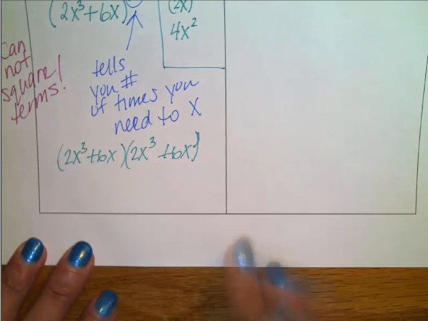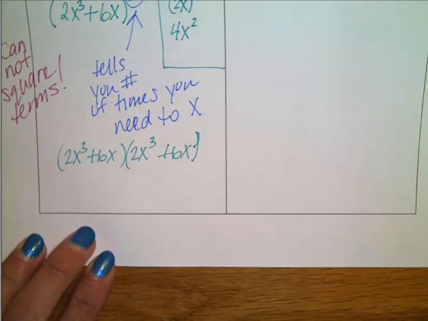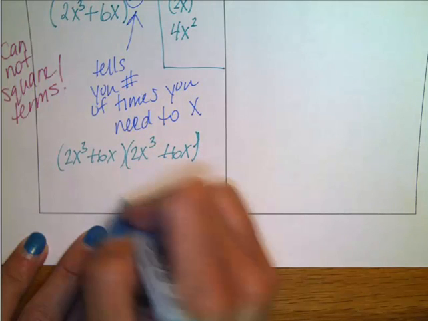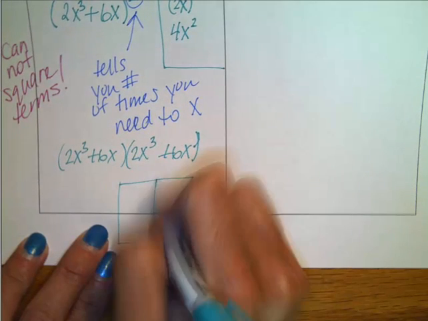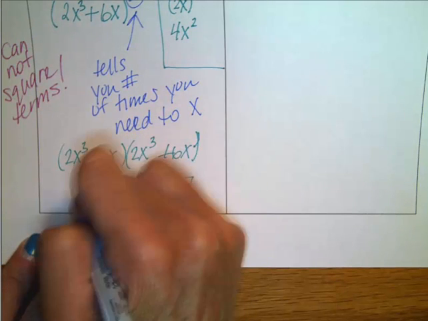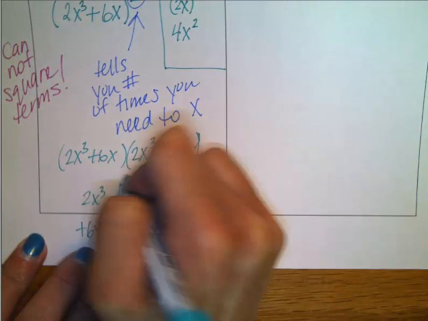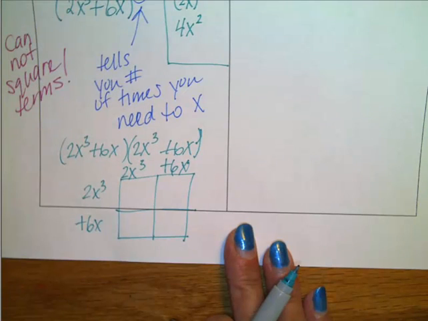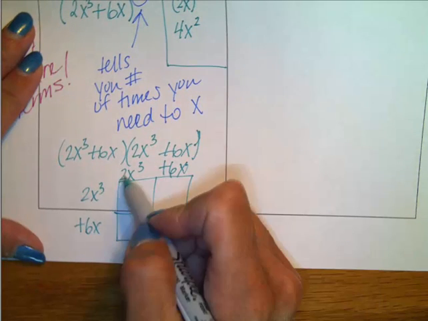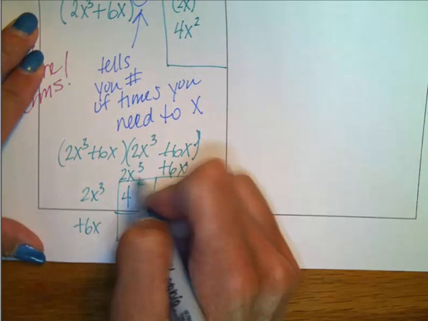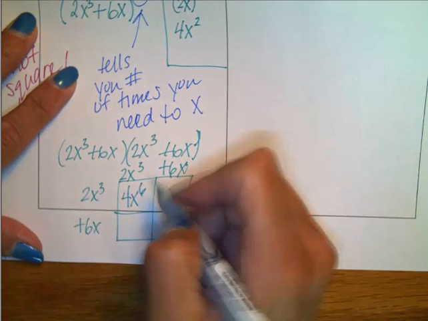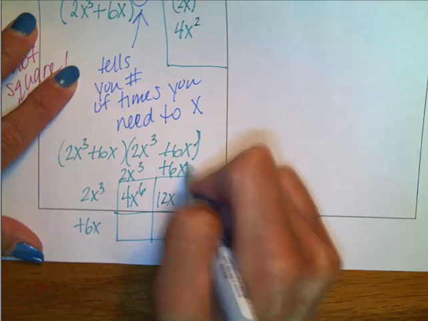I am a fan of the box. For me, it gives a visual representation of all the pieces you need to make sure you do. So 2 terms and 2 terms. 2x cubed plus 6x, 2x cubed plus 6x. So 2x cubed times 2x cubed, 2 times 2 is 4. When I multiply, I add the exponents. 2x cubed times 6x is 12x. This has a power of 1, so 4.